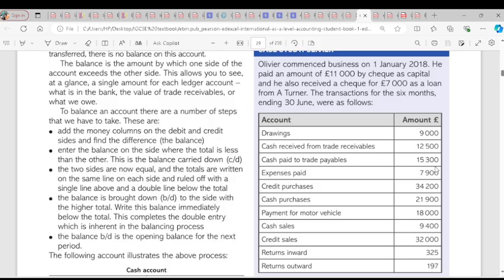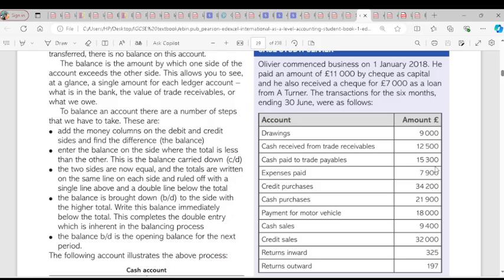Then we have cash received from trade receivables. We received cash from a credit customer. So it's going to go to the debit side of our bank. So our bank now has 11,000 as capital, a loan of 7,000, then the 12,500 received from a credit customer. You got that? On the credit side, up to now we have 9,000, which is for drawings, on the credit side.